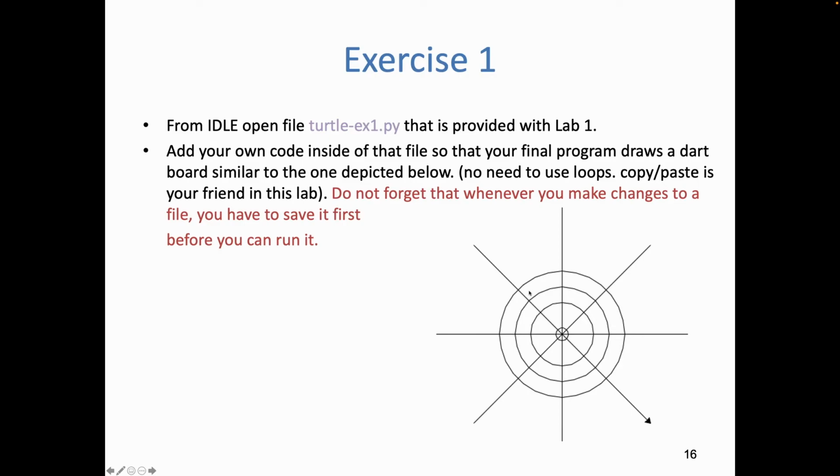Here you need to draw something like this. No need to use loops. And don't forget, whenever you make changes to a file, you have to save it first before you can run it. Okay, this is the first exercise you need to draw. Here you can see that you can draw a small circle with a small radius, and then a larger circle. After that, a larger circle. And then you can draw some straight lines.